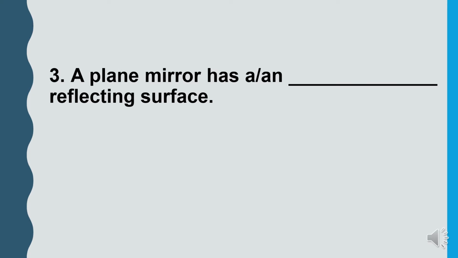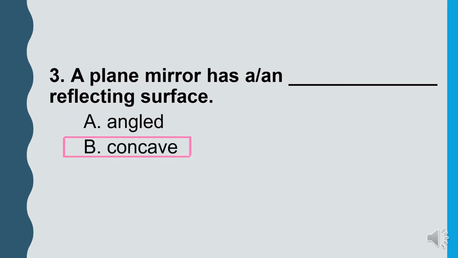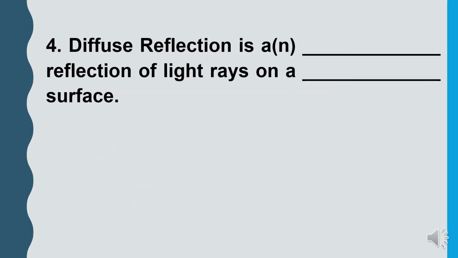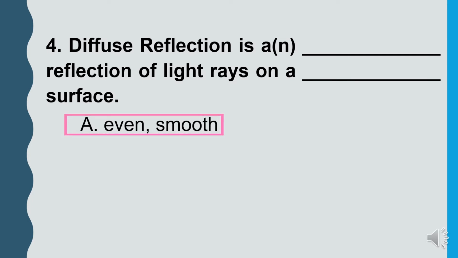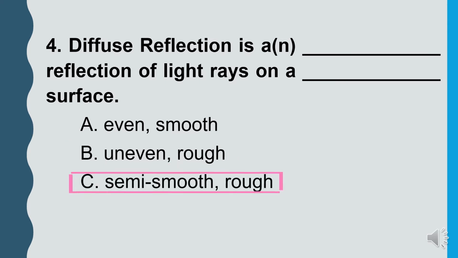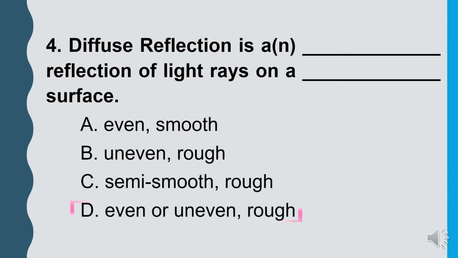3. A plane mirror has a blank reflecting surface. A. Angled. B. Concave. C. Convex. D. Flat. 4. Diffuse reflection is a blank reflection of light rays on a blank surface. A. Even, smooth. B. Uneven, rough. C. Semi-smooth, rough. D. Even or uneven, rough.